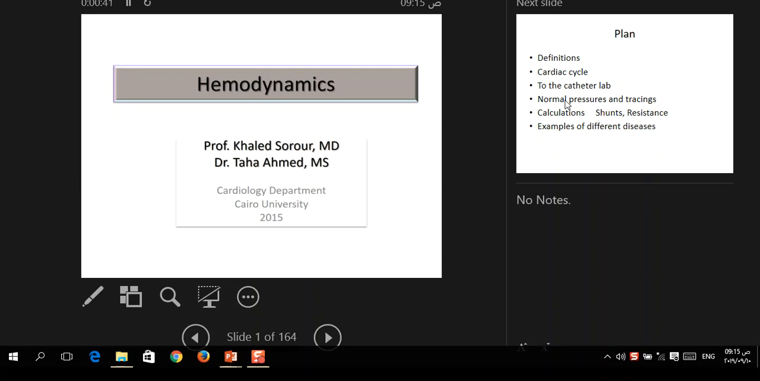You will notice that with my name there is a Dr. Taha Ahmed. He's one of your Yemeni colleagues. He helped me to collect a lot of the tracings that we are going to see. And that is why I put his name on also, because he did the hard work for the talk here.